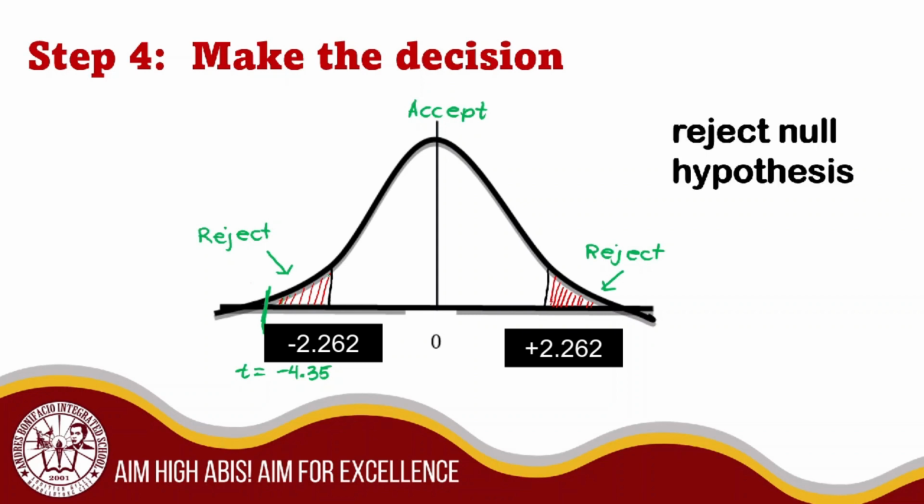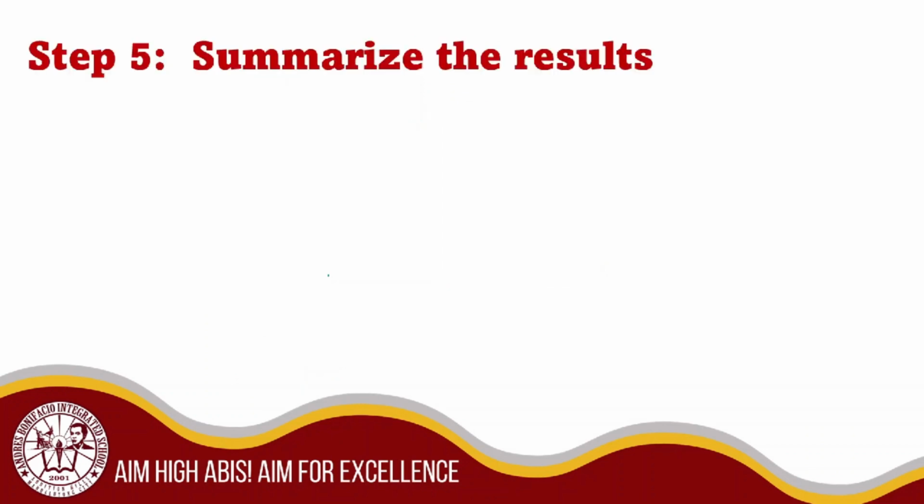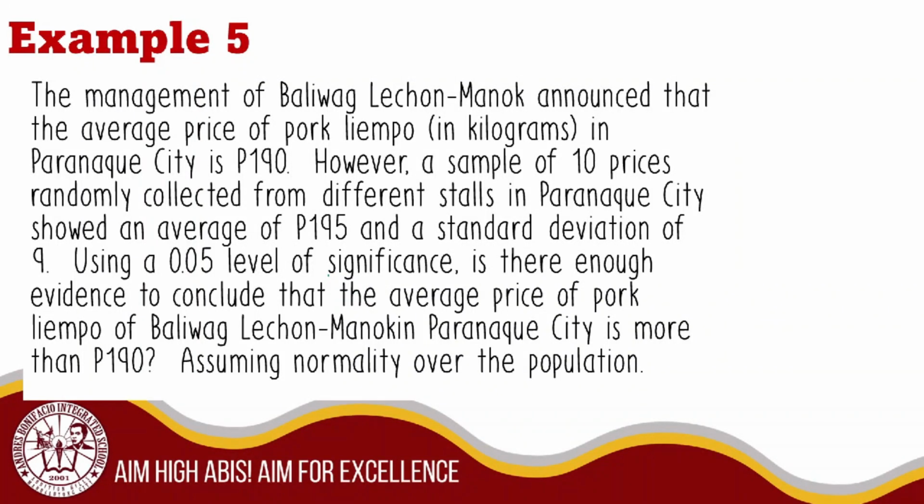Our decision is to reject the null hypothesis. And we now move on to step 5, wherein we summarize the result. Therefore, the result is there is enough evidence to reject the claim that the starting salary of nurses in USA is $24,000. Okay? So, now let's move on to example number 5.